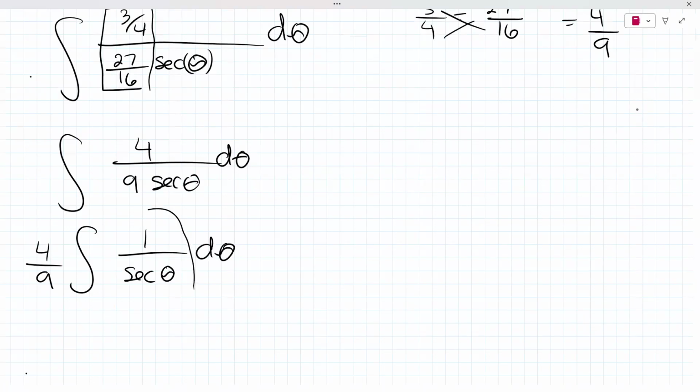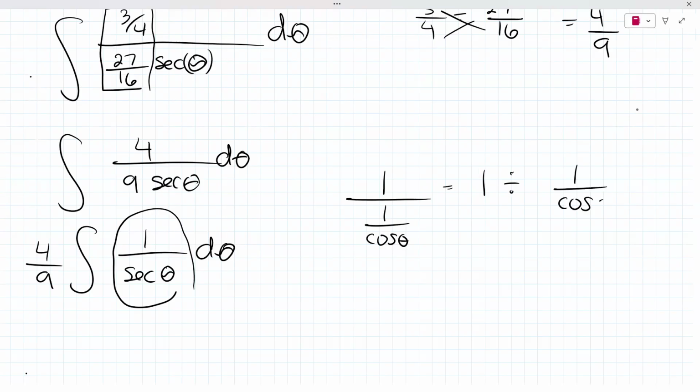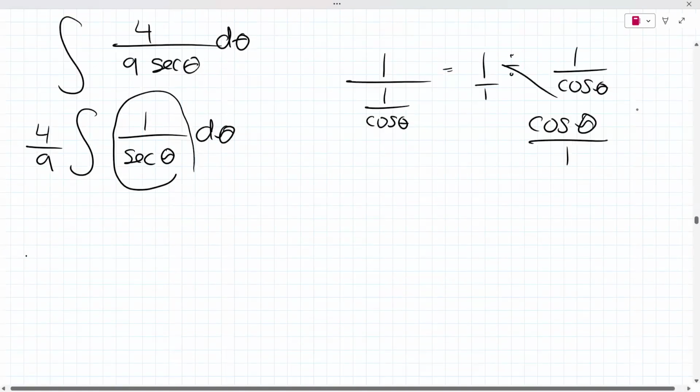Let's simplify this. What's 1 over secant theta? Well, I know that secant theta can be expressed as 1 over cosine theta, right? And that simplifies as 1 divided by 1 over cosine theta. You cross multiply, it's cosine theta over 1. So this whole thing, 1 over secant theta, is simplified as cosine theta.